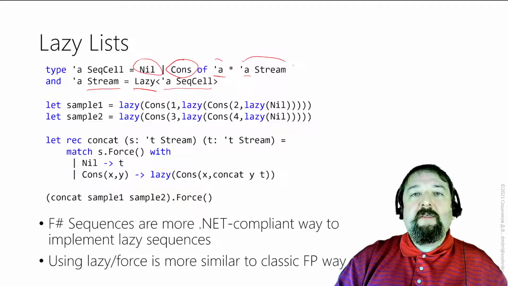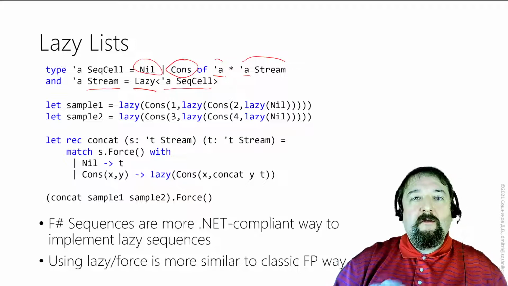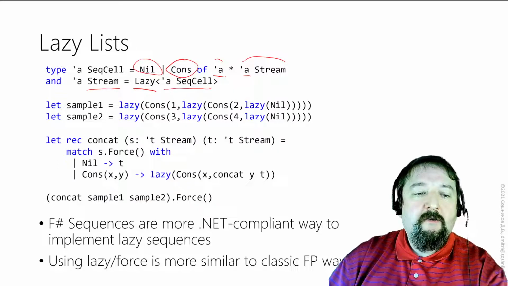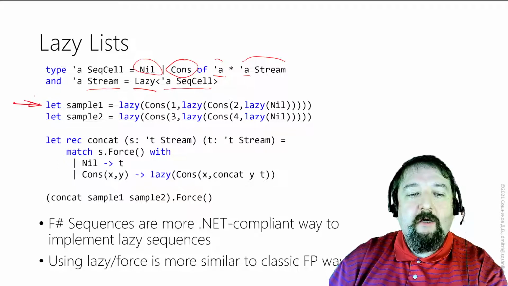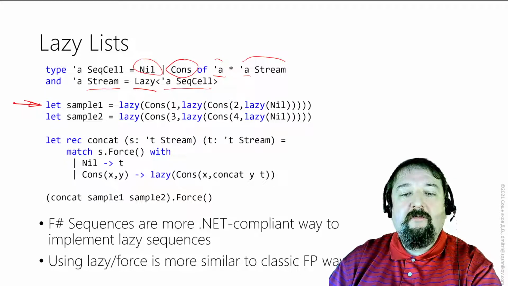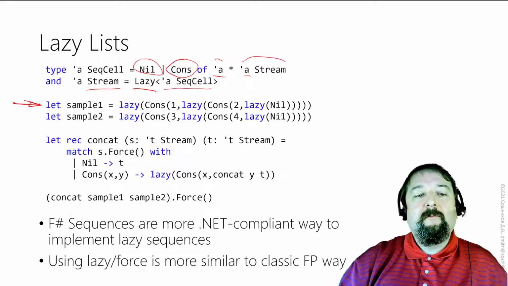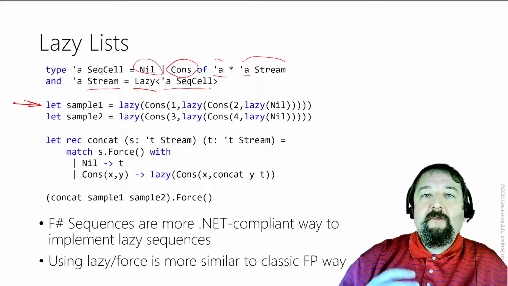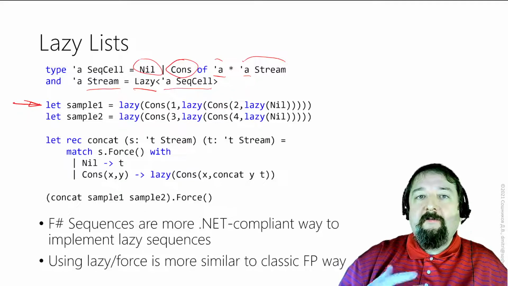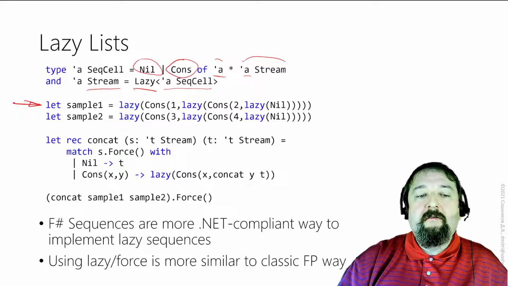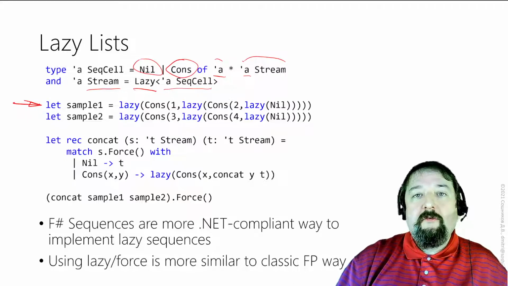What it means is that each cell would be encompassed by the lazy expression. So for example, if I want to define the list 1 to 3, I would say it's lazy of cons of 1, of lazy of cons of 2, of lazy of nil. What's the reason for that? The reason is that some values inside the list might not be evaluated. They might be evaluated only when needed. And we can operate on those lazy sequences.